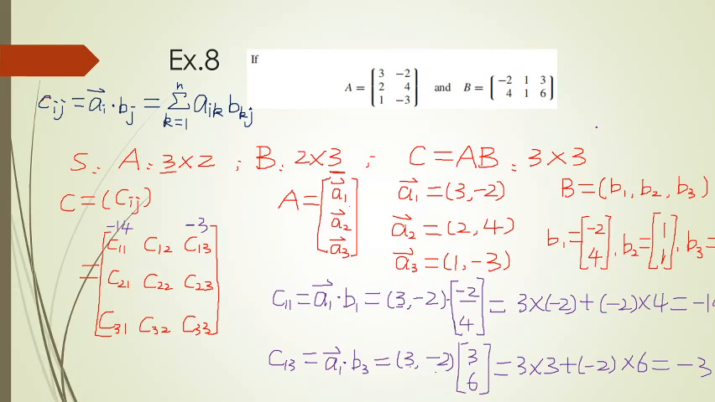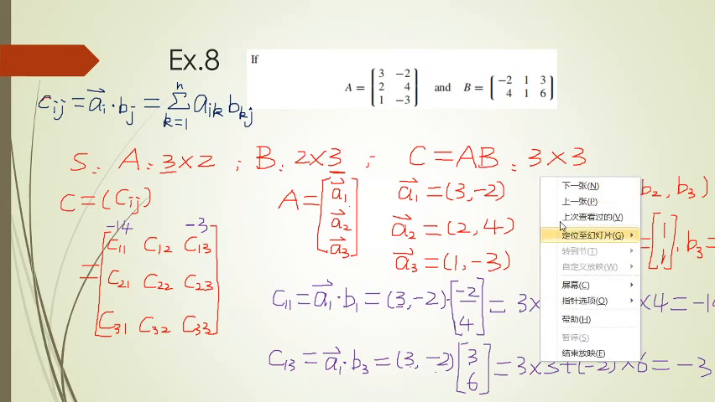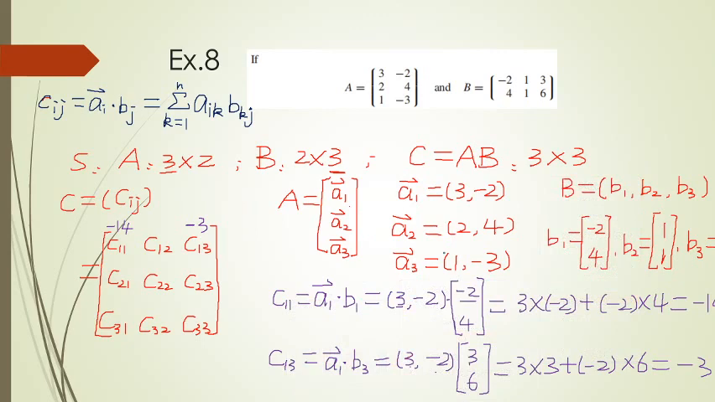Now, let me show you a quick way. We are not going to write all those in so many details. What does this formula mean? Matrix C is A times B, right? That means we look at rows for the first matrix and columns for the second matrix. So what does C11 mean? C11 will be the first row times the first column.